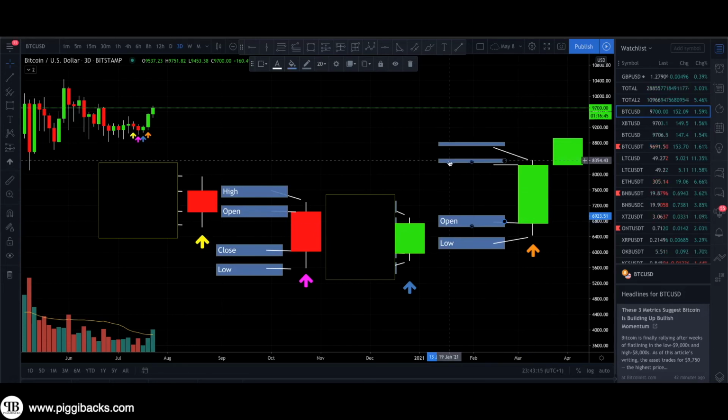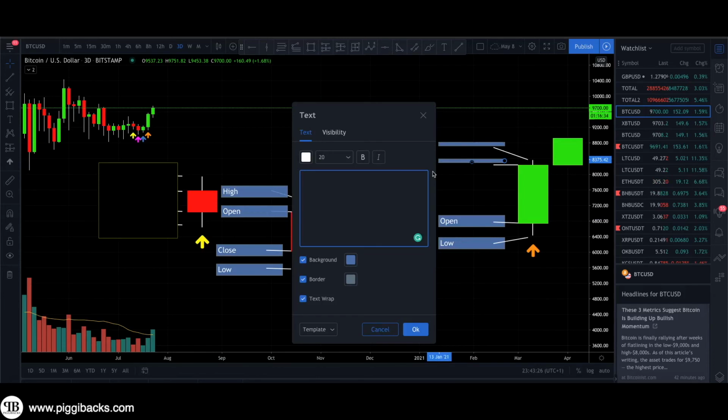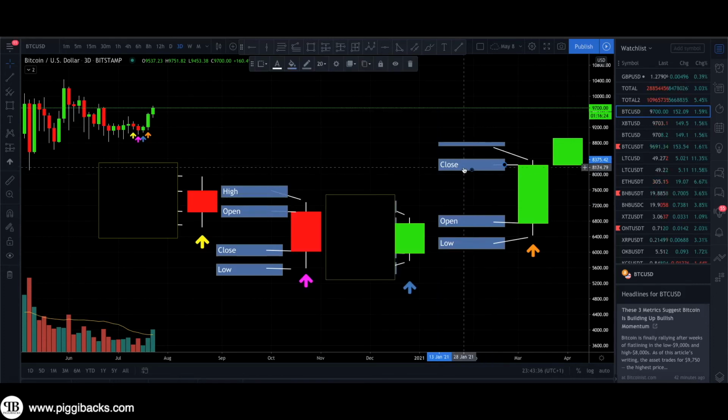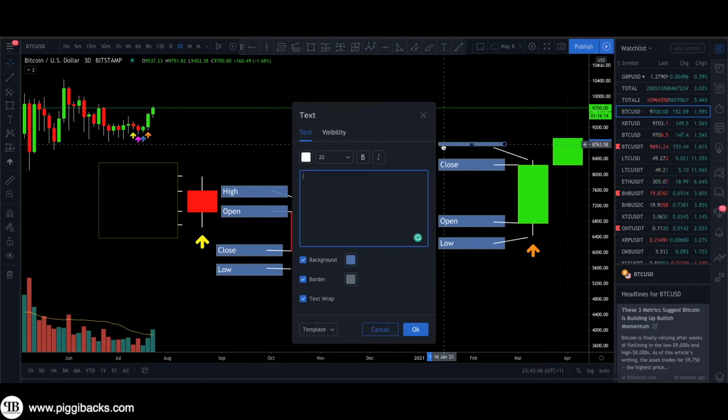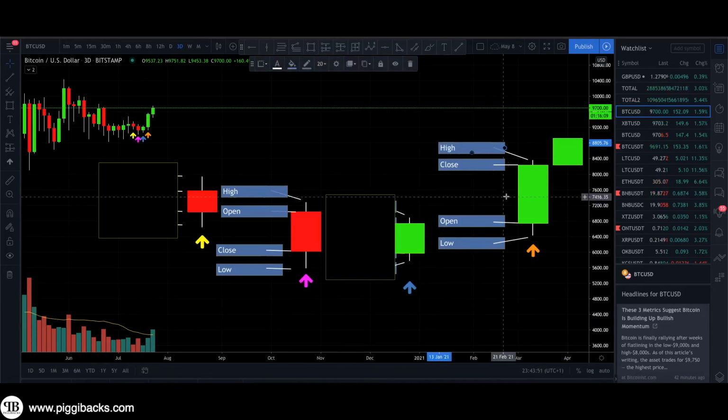Moving on, what would you name the label right here where my mouse is? If you named this the close, you're correct. This is the price point where this candlestick closed. And the last label at the top, what would you name this label right here? This is the high, and it represents the highest price point that this candlestick hit or reached.